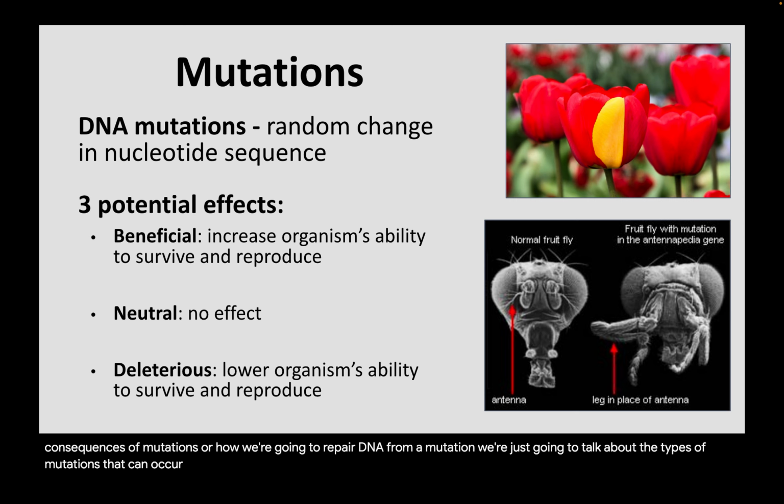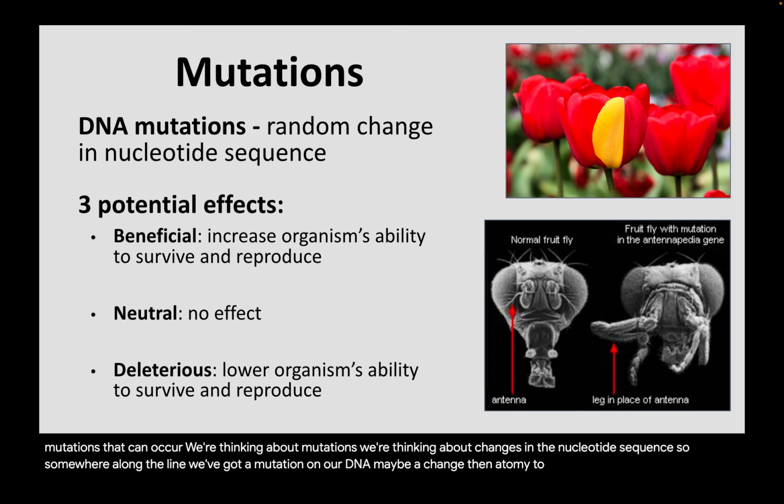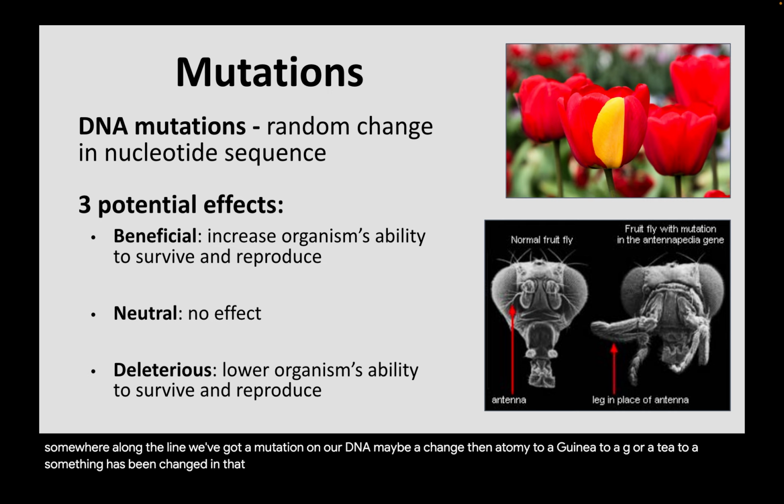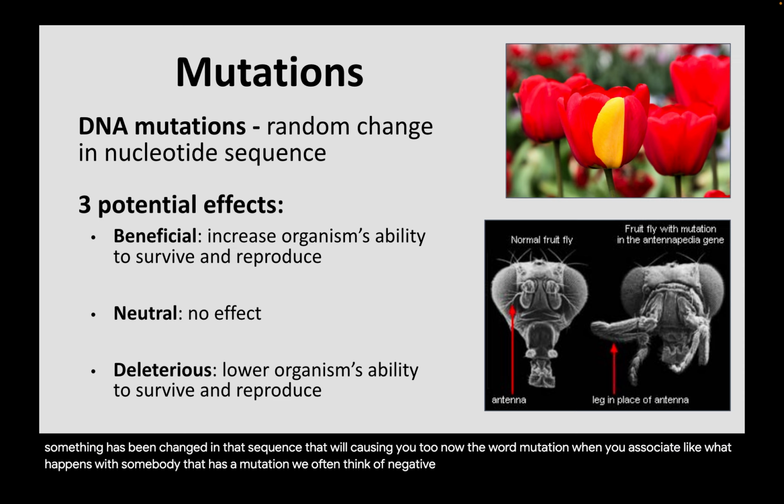All right, so if we're thinking about mutations, we're thinking about changes in the nucleotide sequence, right? So somewhere along the line, right, we've got a mutation in our DNA. Maybe it changed an adenine to a guanine, right? An A to a G, or a T to a C, right? Something has been changed in that sequence. That will cause a mutation. Now the word mutation, when you associate what happens with somebody that has a mutation, we often think of negative consequences, right? Well, that's not always going to be the case.